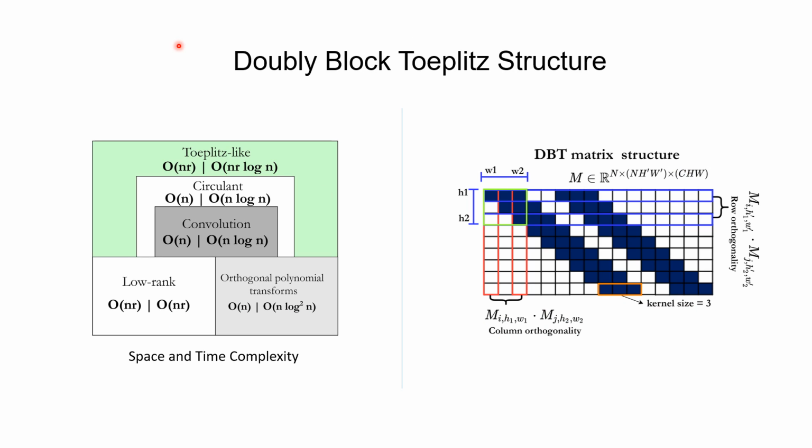This is an example here. We show for the doubly-block Toeplitz structure, we give the space and time complexity representation for different approaches. We have the Toeplitz here in green, which shows the best and most efficient structure to use. Here we give the DBT matrix structure, and we have the dimensionalities for both the row orthogonality and column orthogonality. And we have the kernel size, which is 3, that we used.